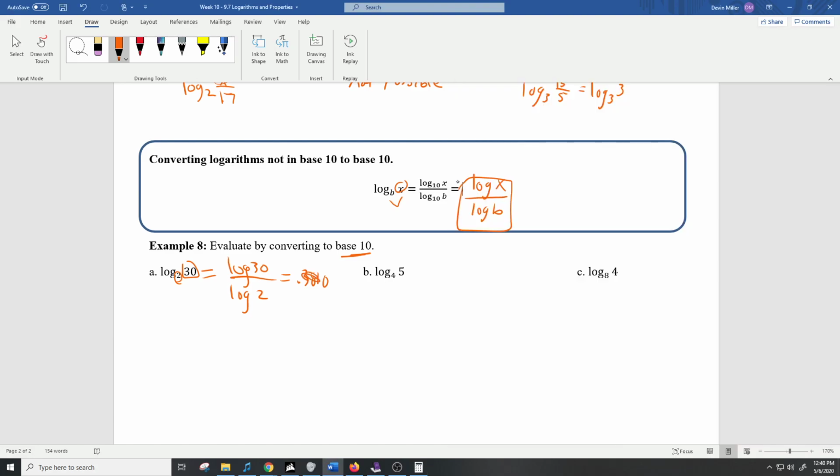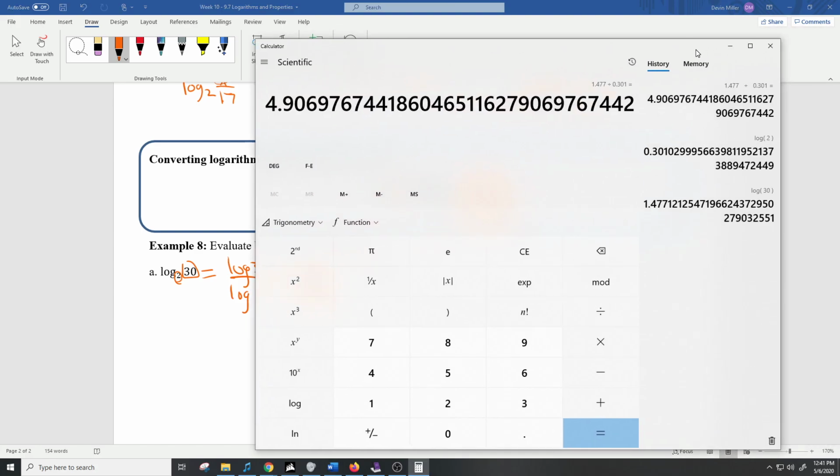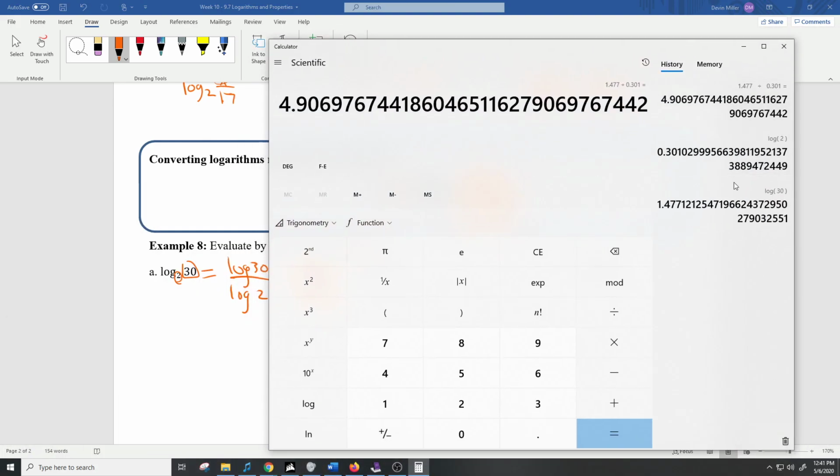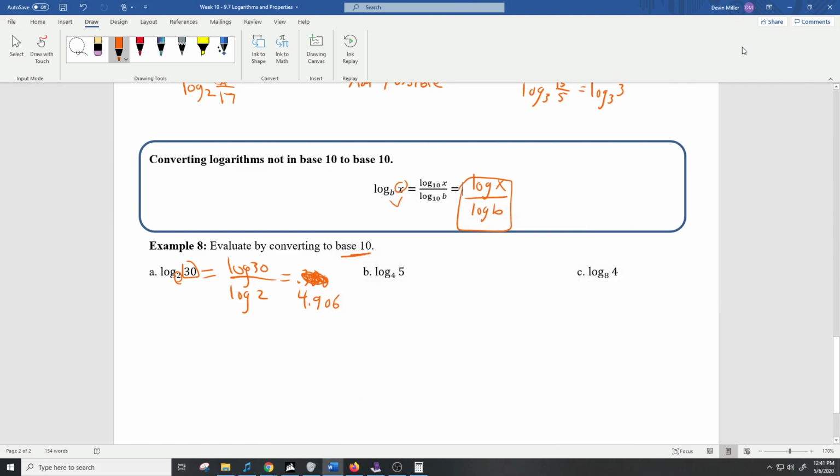So this should actually be 4.906 in both ways that you do it. So I did it the correct way now. I just found out what log of 2 was first, and then did log of 30 and had to divide by the 2. Because for some reason, this calculator was only doing log of 2. But now I know that. It can't possibly do both of them, I guess.